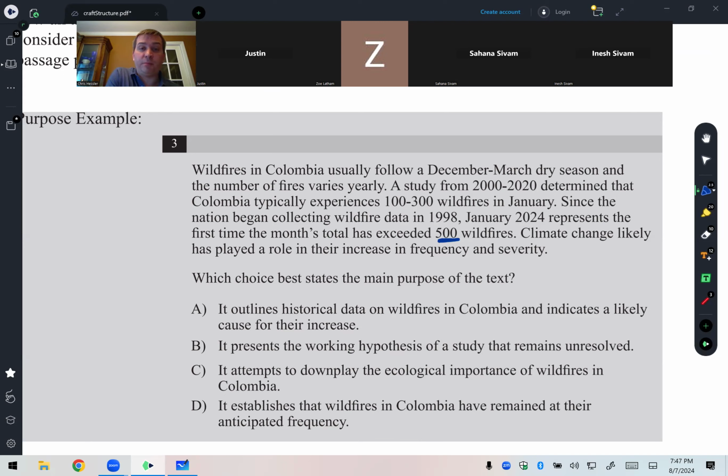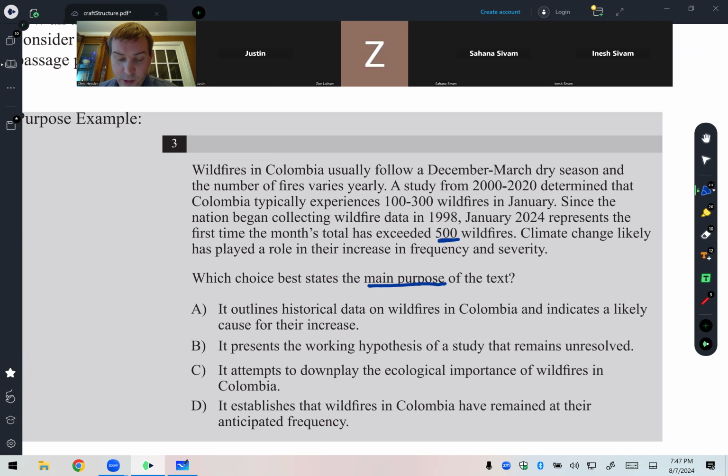Okay, so we said that for January, it's typically 100 to 300. Now we're at 500. That is significantly higher. So we were asked about the main purpose of this text. I'm going to read the last sentence of it. Climate change likely has played a role in their increase in frequency and severity. So we do have a hypothesis. The author's saying maybe this is due to climate change.